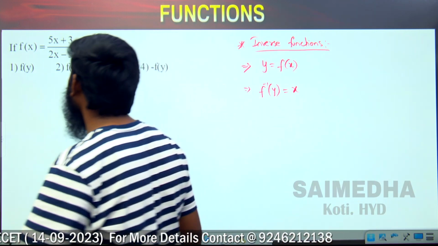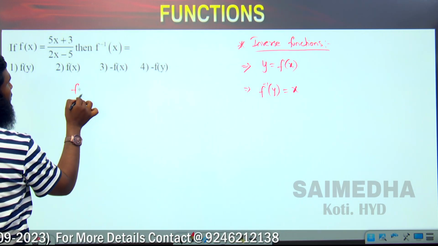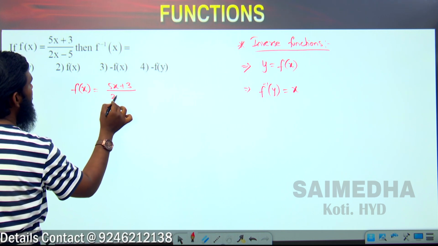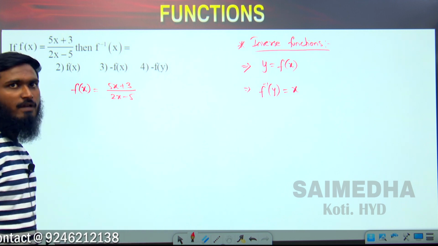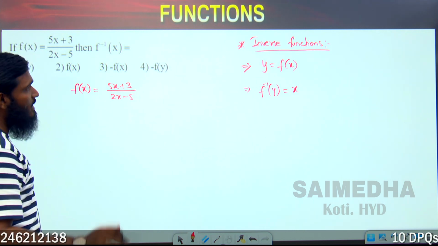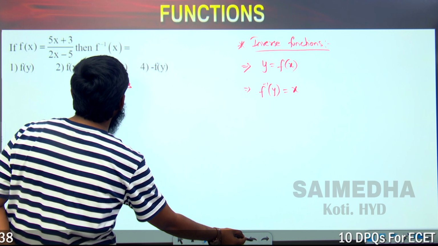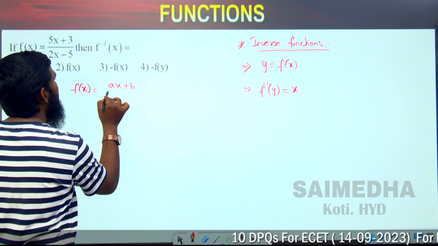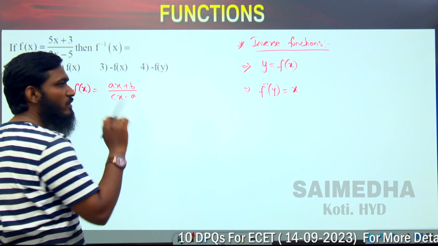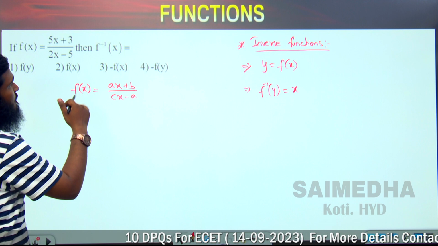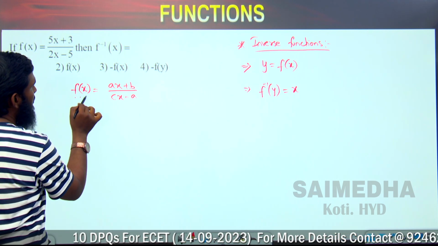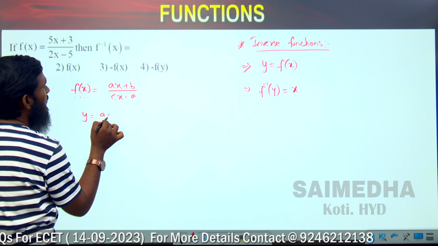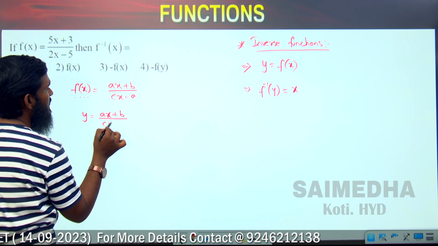Let us try to solve this question now. If f of x is equal to 5x plus 3 divided by 2x minus 5. Or else, listen carefully, instead of this exact question, I'll be taking f of x is equal to ax plus b divided by cx minus a. Now let us find f inverse of x. In the place of f of x we can write y. So y is equal to ax plus b divided by cx minus a.